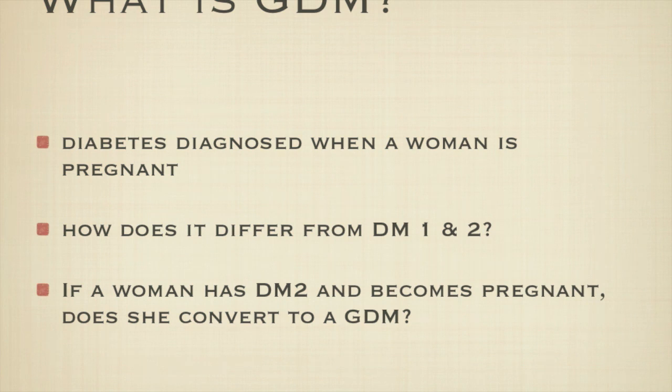We will begin with a review of what constitutes gestational diabetes. GDM is diabetes that is diagnosed during a pregnancy and typically develops in the late second trimester. Therefore, the risks of fetal anomalies associated with poorly controlled type 1 and type 2 diabetes are not present.